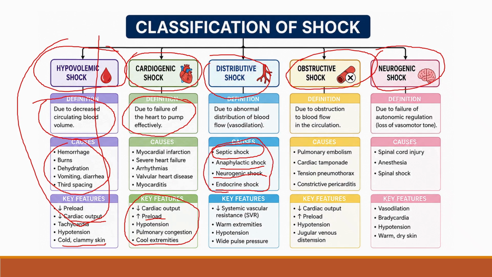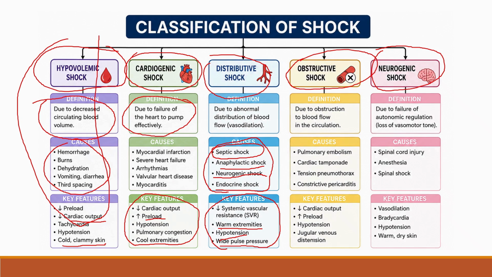And here the SVR is reducing, the pressure in the blood vessels is reducing, and here it is warm extremities. In the case of hypovolemic and cardiogenic, it was cold extremities, and here in distributive shock it is warm extremities, and hypotension is the same, and wide pulse pressure. So these are the key features of distributive shock.